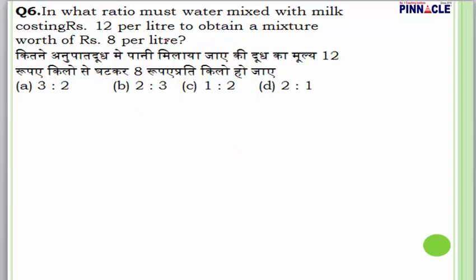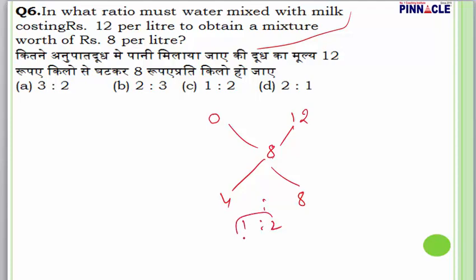Now this question you can solve by the allegation technique. Water has to be mixed in milk, and the price of water is 0 rupees per liter. Milk price is 12 rupees per liter. The mix is 8 rupees per liter. Now 12 minus 8, the difference, is equal to 4. The difference of 8 and 0 is equal to 8. So the ratio is 1:2. 1 liter of water will be mixed in 2 liters of milk.